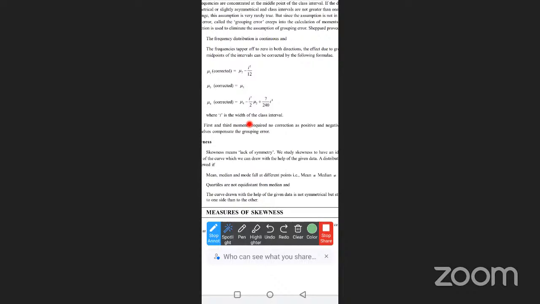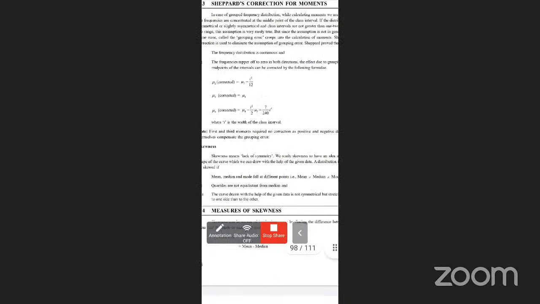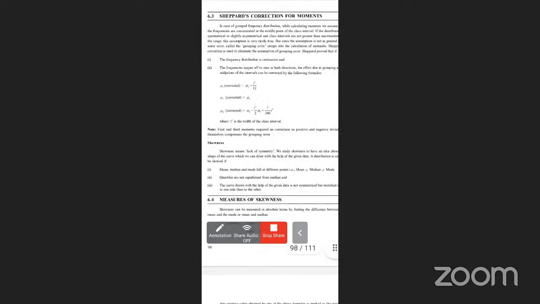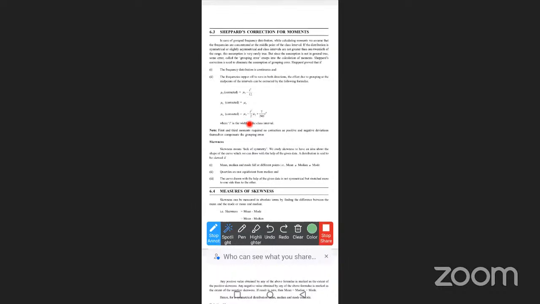Clear? Tell me. Is the screen visible? Speak up. Yes, sir. Right. Okay. So these are the two corrections.